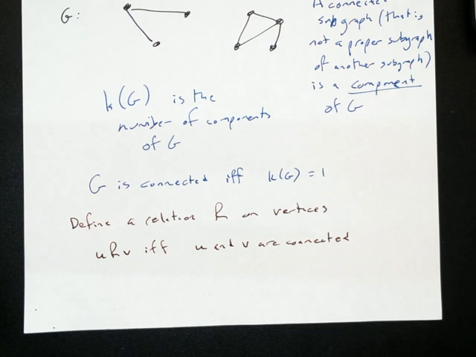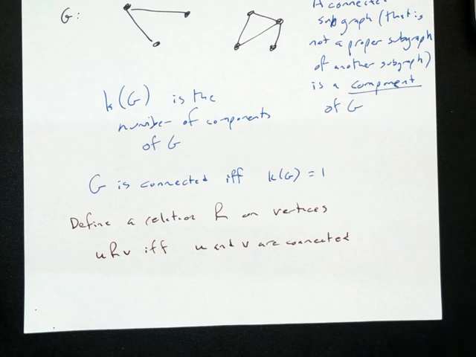Is every vertex related to itself? Can I get here from here? I don't have to go anywhere. That was easy. That's a trivial walk. I like that. So it's reflexive. If U is related to V, is V related to U? Well, if U is connected to V, then V is connected to U. I just take the same path, sorry, the same walk, and turn it around.